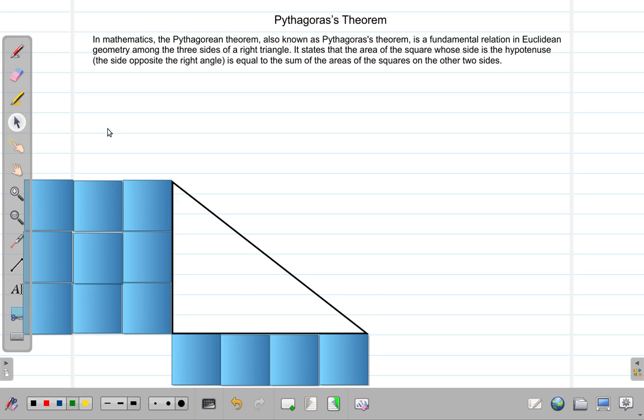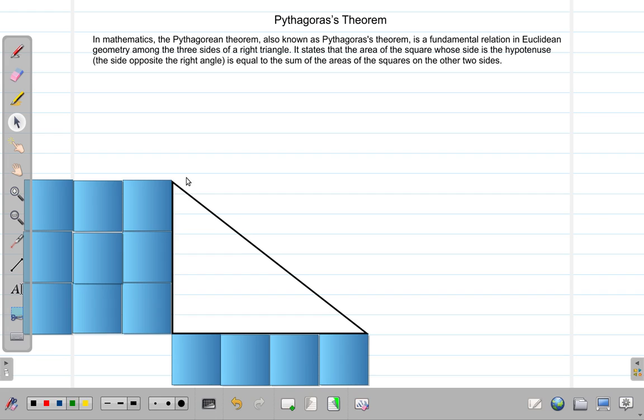Alright. Now, this is 3. The length is 3, 3 of these squares long. So the total number of squares on it is 9 squares. This length is 4 squares long. So the total number of squares on it would be 16 squares. 4 by 4 is 16.